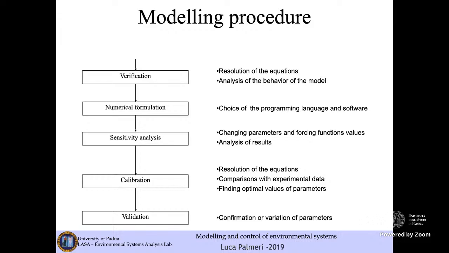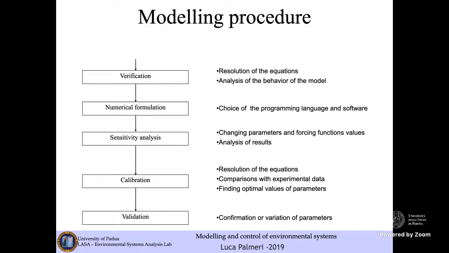And then you are ready to make the step forward, that is the validation of a model, that is applying the calibrated model onto different systems to verify that the model works, or to ask yourself if you have to vary some parameters in order to make your model more able to describe a larger number of systems. So validation means applying your model to systems different from those that you used in the calibration phase.